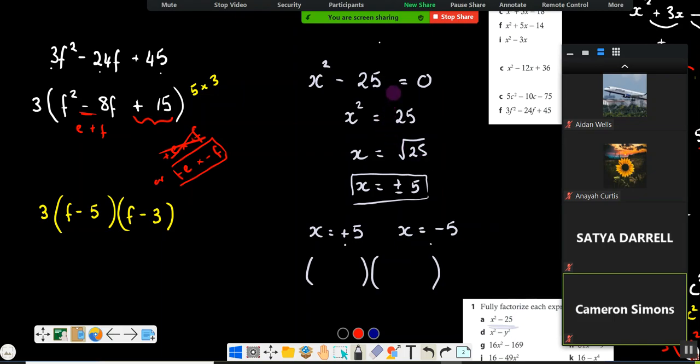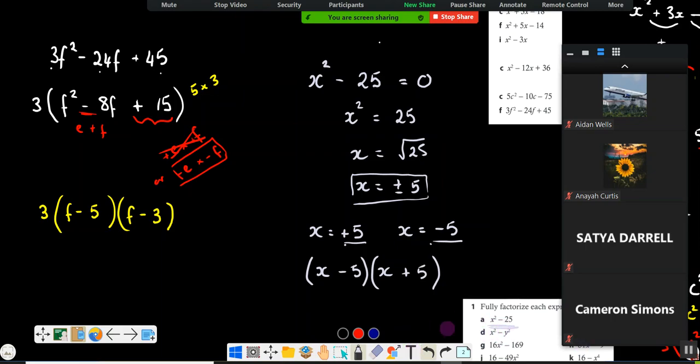Well, how am I going to get the x squared? One x in each bracket. Yeah. And how am I going to get a solution of positive 5? Negative 5. And how am I going to get a solution of negative 5? Positive 5.